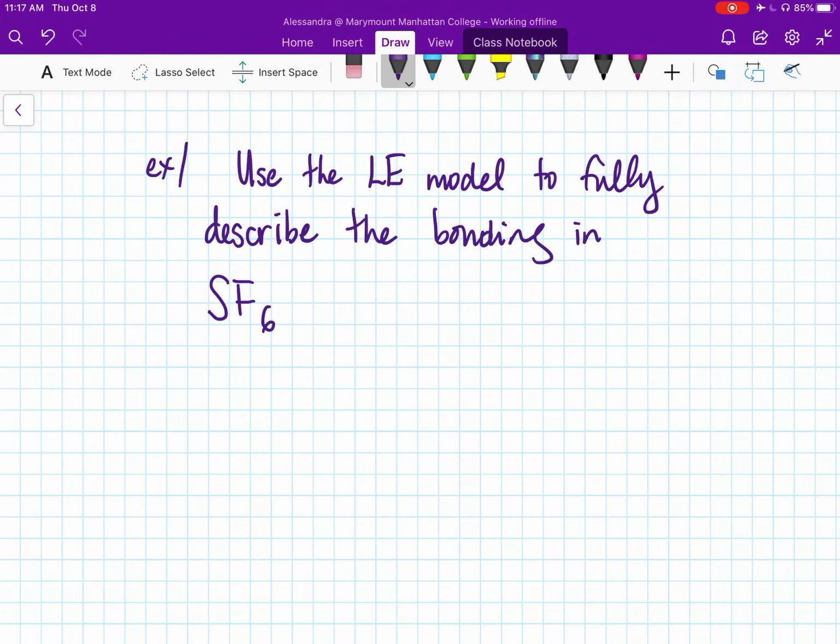All right, let's use the localized electron model to fully describe the bonding in sulfur hexafluoride, or SF6. So the first thing we need to do is draw the Lewis structure for this compound. And you will quickly find that the handy hints will get you nowhere because the octet rule cannot possibly be obeyed to build the SF6 molecule.